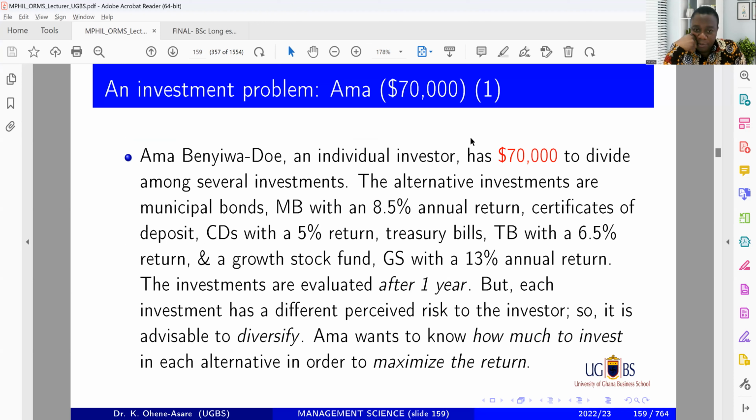Okay, so the goal is for us, for AMA, to determine whether to invest in municipal bonds, how much to invest in municipal bonds, and in certificates of deposit. So if we are to represent these things with X's, the gold stock fund, and then the annual return.